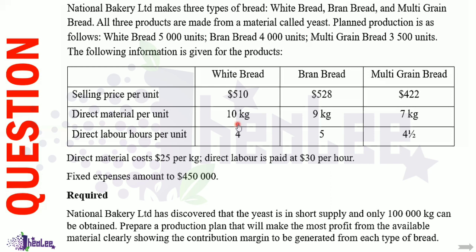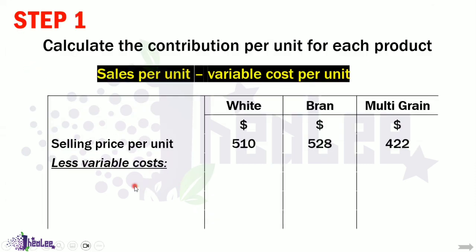For white bread, it's 10 kg per unit, and the cost price per direct material is $25 per kg. So to get the direct material cost for the white bread, it's 10 kg multiplied by the cost per unit of $25. And that gives us a value of $250. So let's enter that in our workings. So that is direct material cost for white bread is $250. How did we arrive at that? The 10 kg per unit for white bread multiplied by the cost per unit, which is $25, and that gives us $250 for white bread.